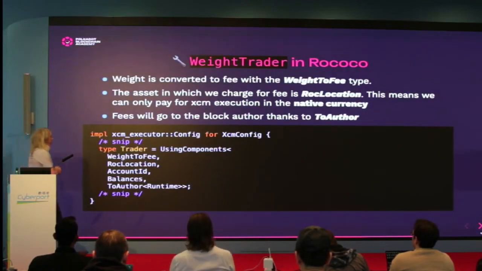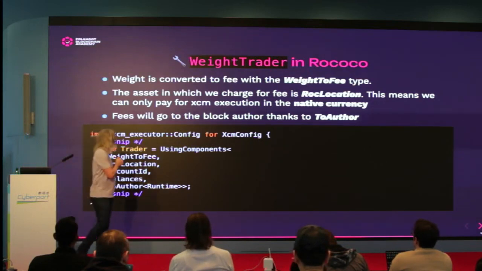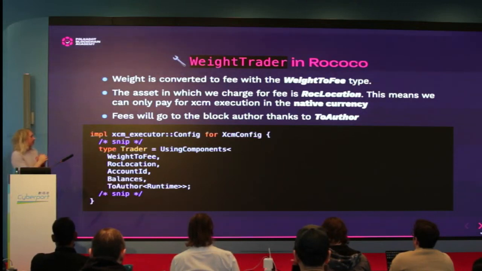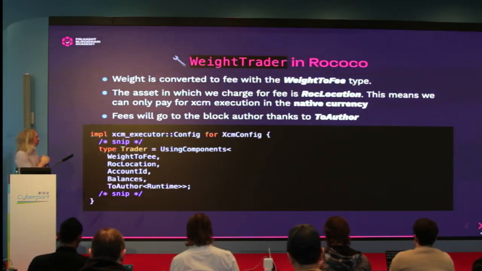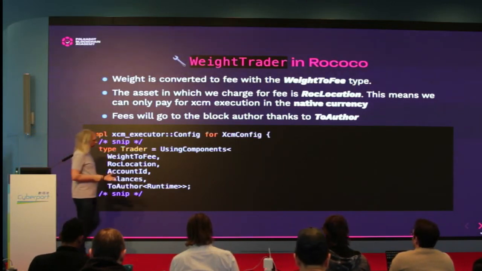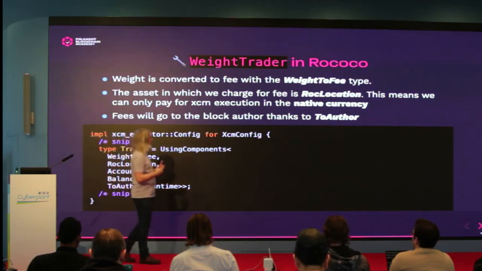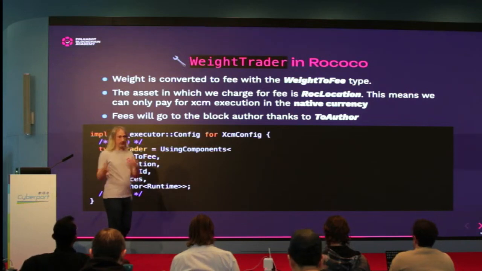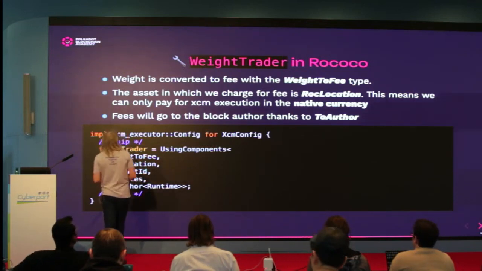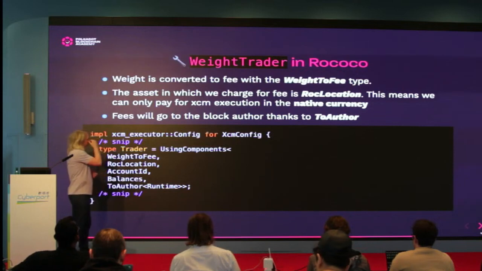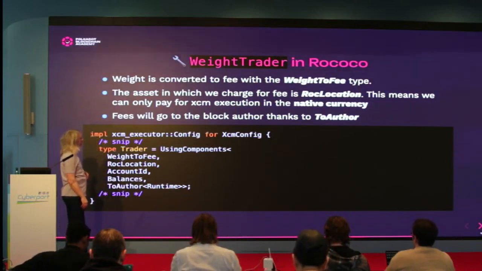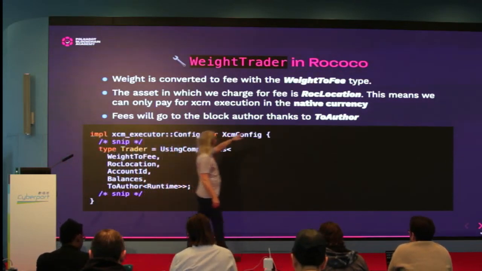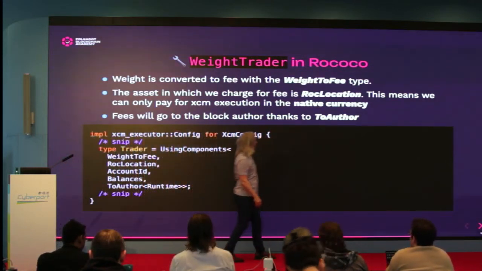Next, there's a weight trader type. Once we've weighed an XCVM program, an XCM, we need to understand how to convert it into some particular type of fees. In this case, the type of fees that we're using is very simple. It's just the Rococo fees.